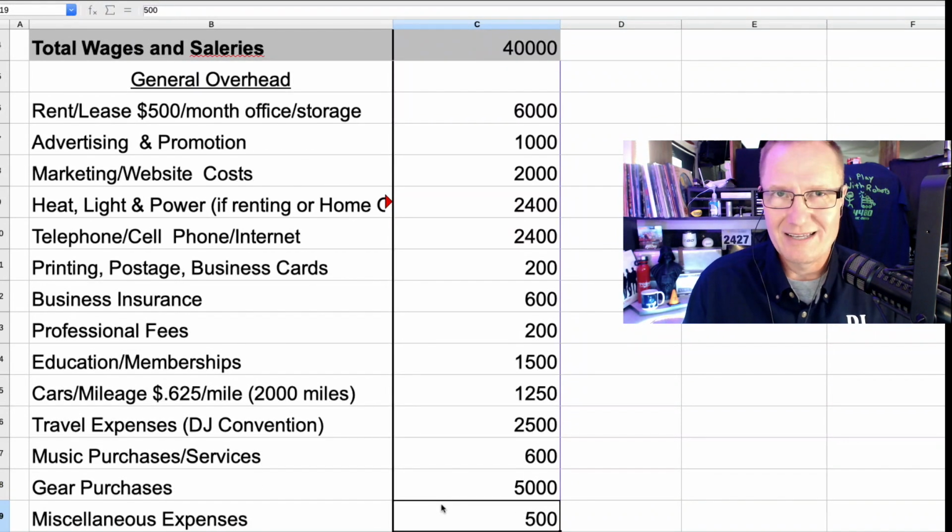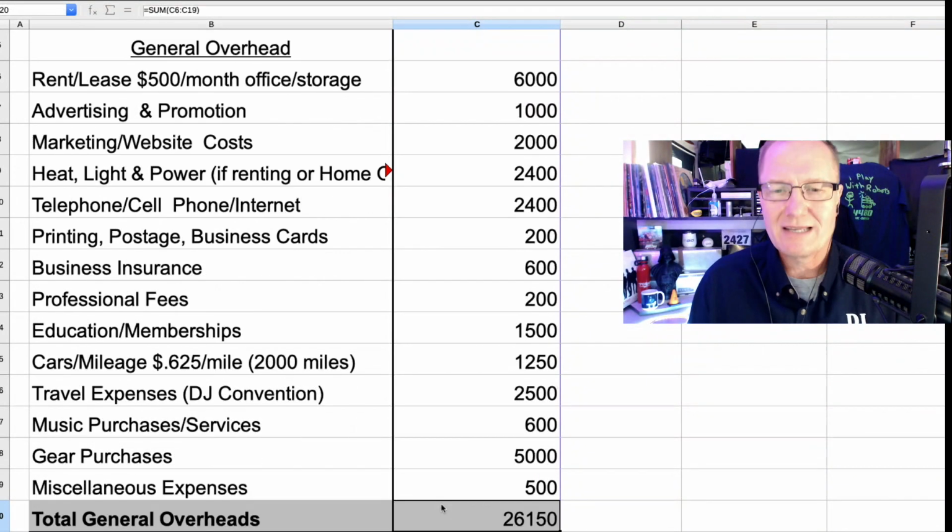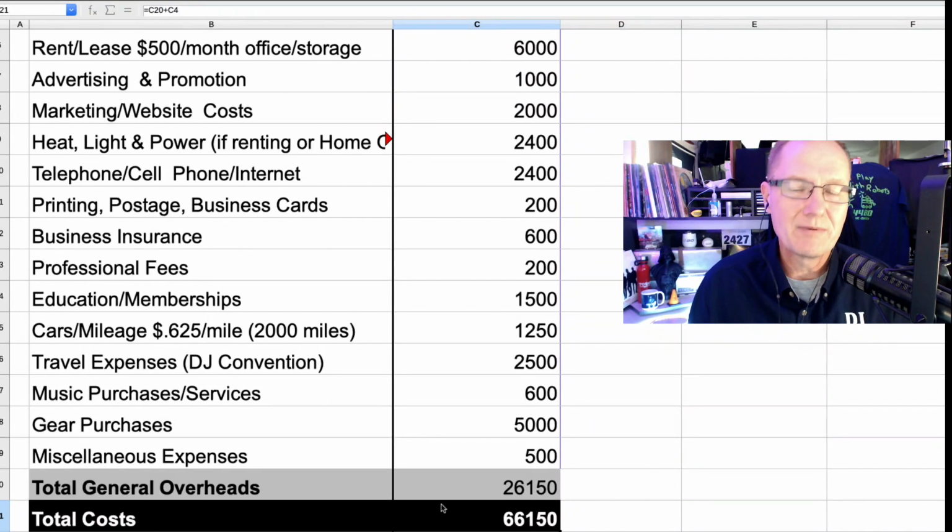Then there are going to be miscellaneous expenses, an extension cord you drove over and ruined, whatever. There's going to be miscellaneous things. So we put in $500 for that. So the total from everything for the year is $26,150. Now, if we look back again at our $40,000 and we add that to this, we come up with the total cost of expenses. And again, there's going to be other little things that pop up that we didn't cover.